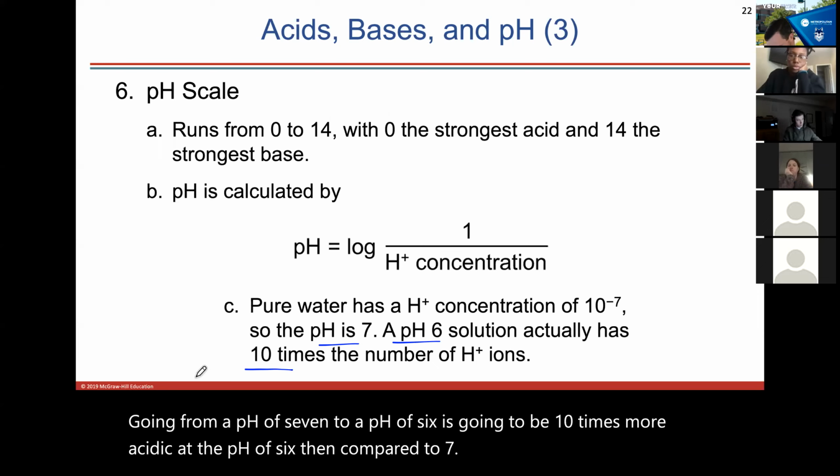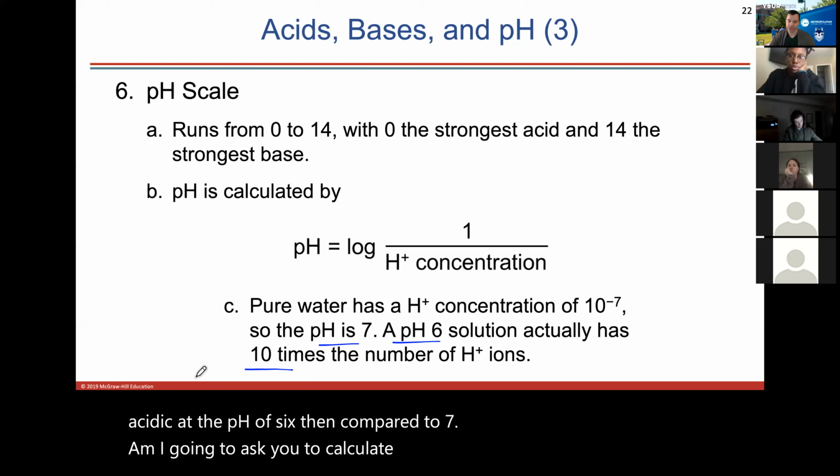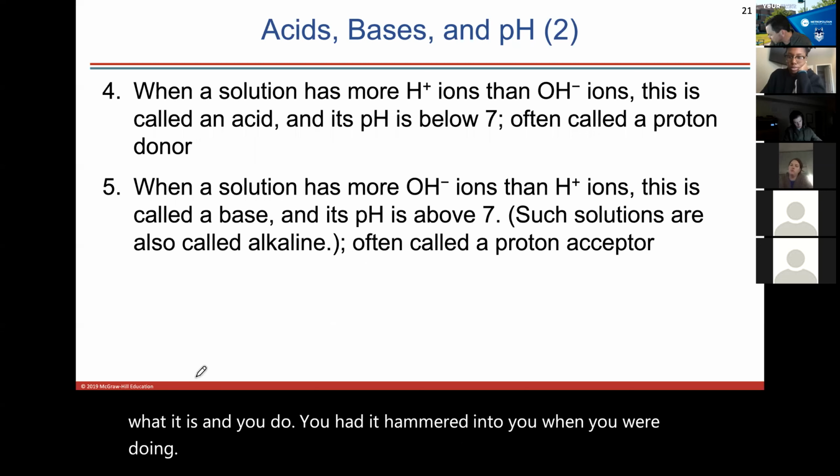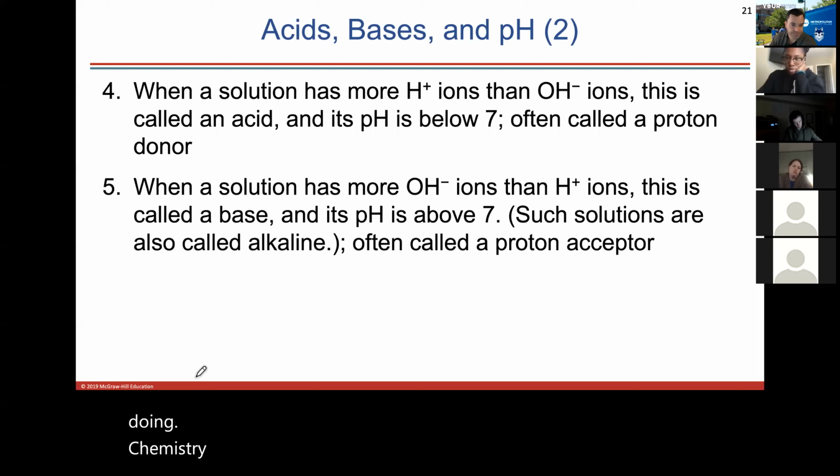Am I going to ask you to calculate pH? No. I just want you to be aware of what it is. And you do. You had it hammered into you when you were doing chemistry class.